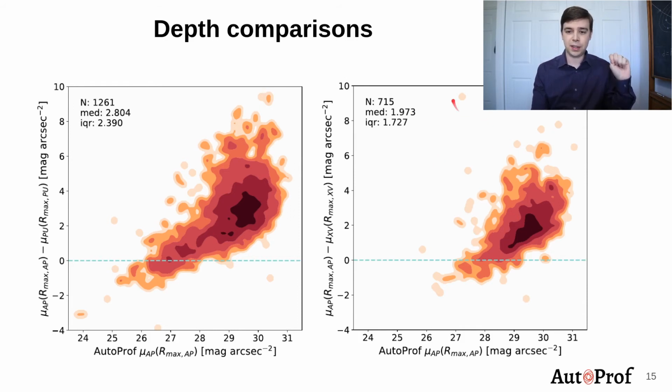And you can see that there are some cases where AutoProf is able to reach considerably deeper, again, because it's able to more stably pass through bright objects. Now, this was a bit surprising because XVISTA is a human-in-the-loop algorithm, but still it seems that there were some cases it wasn't able to go all the way to the edges.